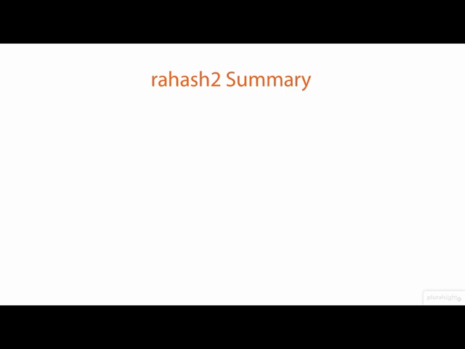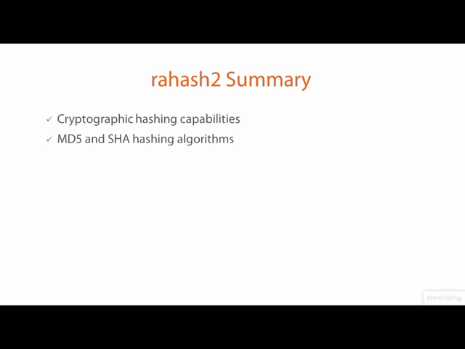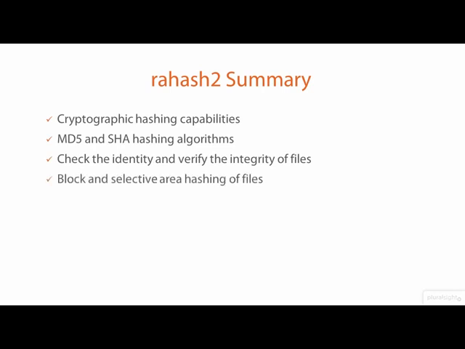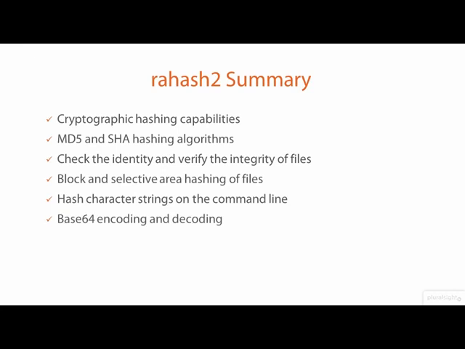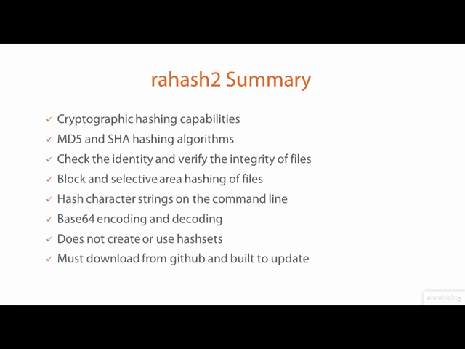In summary, rahash2 provides cryptographic hashing capabilities using the MD5 and SHA hashing algorithms. rahash2 can be used to check the identity and verify the integrity of files, and both block hash and selective area hash files. rahash2 can also hash character strings on the command line and base64 encode and decode information. rahash2 does not create or use hash sets and must be downloaded from GitHub and built to update.